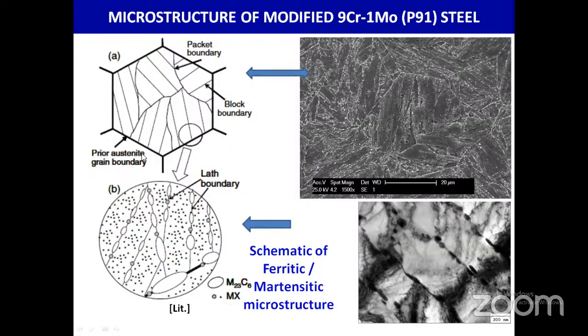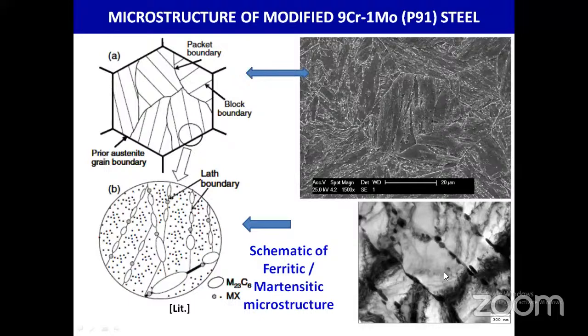Typically, this steel has various boundaries, as we discussed earlier: grain boundaries, prior austenitic grain boundaries, packet boundaries, block boundaries, and lath boundaries. These boundaries are decorated predominantly by chromium carbide precipitates, about 80 nanometers in size. Inside the laths, in the matrix, there are MX precipitates, vanadium-niobium carbonitride precipitates, about 30 to 40 nanometers in size, which is very fine. In the bottommost picture on the right-hand side, we can clearly see the lath structure decorated by chromium carbide precipitates and the intra-lath MX precipitates.